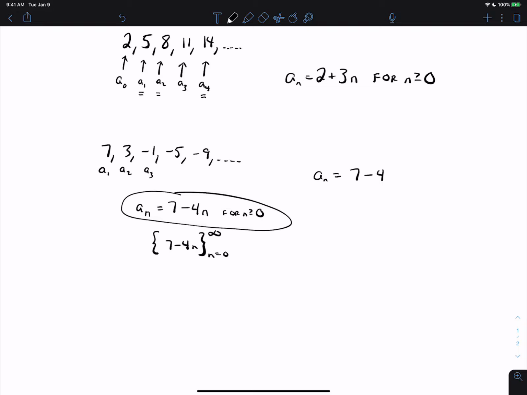We're going to want to subtract 4 0 times. For A2, we should subtract it once. And for A3, we should subtract it twice. And so the number of times that you subtract 4 or add -4 is 1 less than the term number.